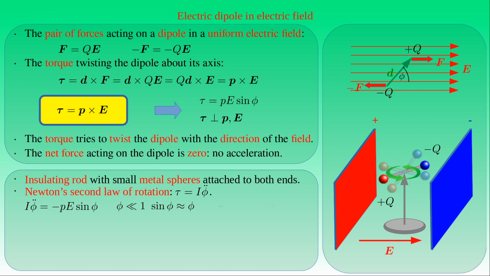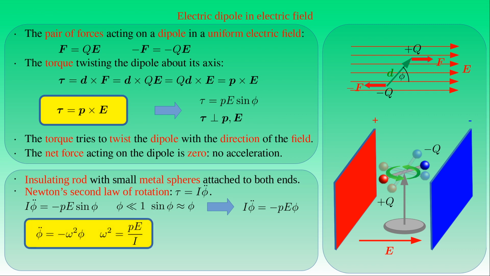Then we can write that I times phi double dot is equal to minus p times E times phi, or phi double dot is equal to minus omega squared times phi, where omega squared is defined as the ratio of p times E to I. The solution of this differential equation is the rotation angle phi as a function of the time t, which is equal to an amplitude c of the oscillation, times the sine of omega times t.